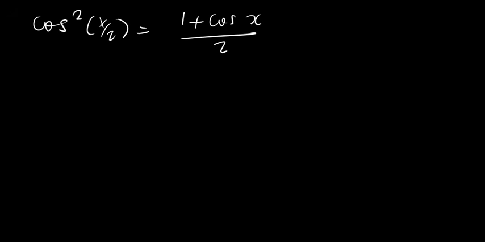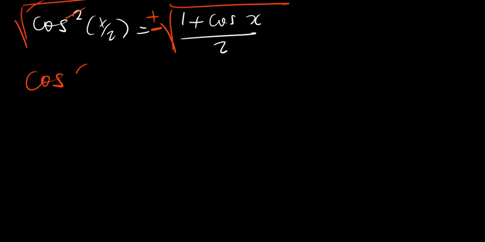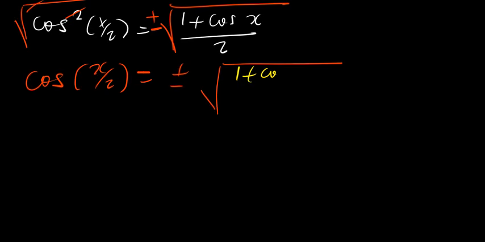Perhaps you have seen this and you didn't know where it comes from. Then here they put plus or minus. So the 2 here and the square root will go, and I'll have x over 2 being equal to plus or minus the square root of 1 plus cos x divided by 2.